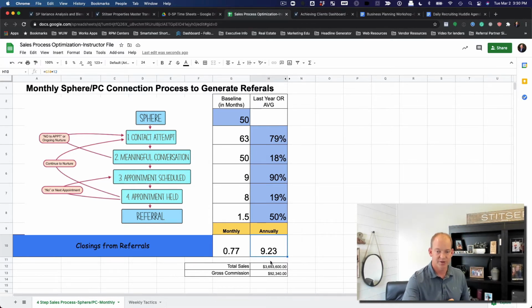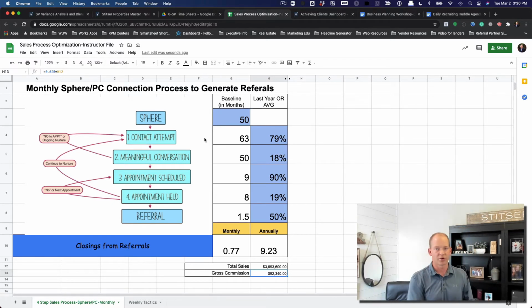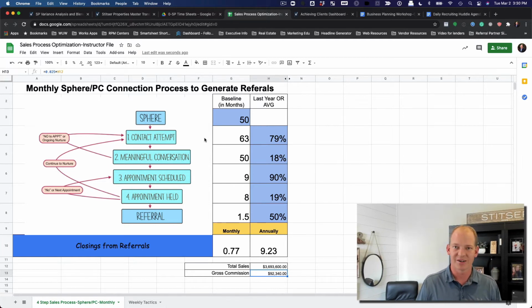9.23 transactions per year times an average price point of $400,000 is going to get us $3.7 million in real estate sales. And then a gross commission, before broker splits, before MLS fees, before advertising, before all of your expenses to operate your practice, we're going to get $92,340 in gross commission. Okay, so I'm going fast on this, but I'm going fast because there's a lot to cover, and I'm going to show you the power of incremental change in a few small areas.